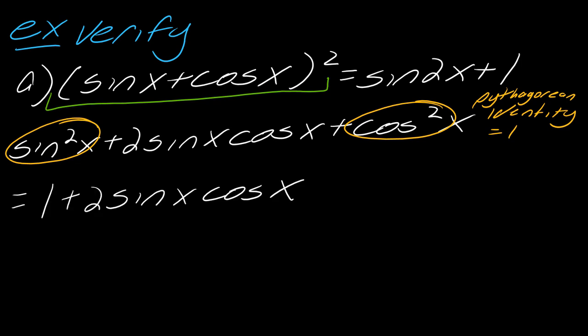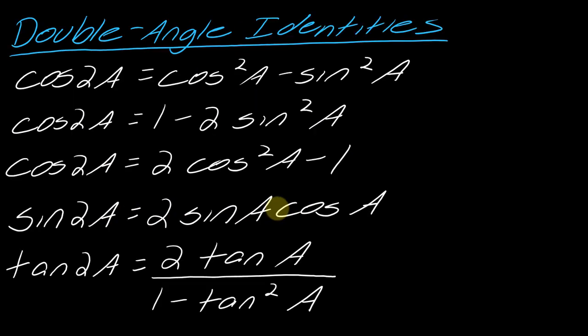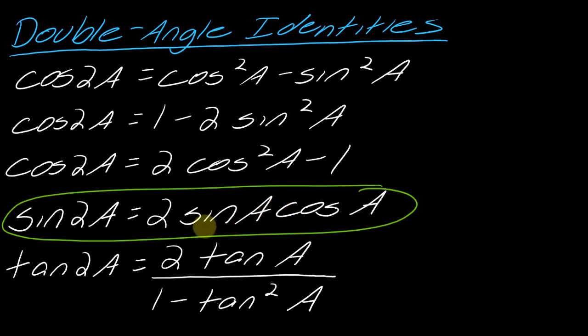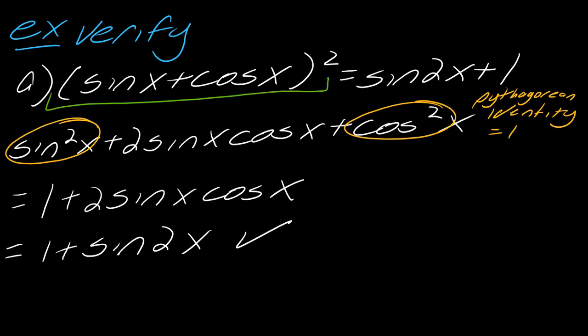So now I'm left with 1 + 2 sin x cos x, and now, looking at this part right here, I can go to my double angle identities, and lo and behold, 2 sin a cos a equals sin 2a, so I can apply this now to what I'm trying to verify. So this will turn into sin of 2x, and that was exactly what I was trying to verify, right? So I have done that.